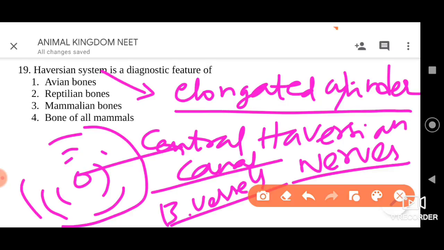So now, dear students, as I said, the Haversian system is a prominent feature of the mammalian bones. So we have to go for option number 3, that will be our right answer.